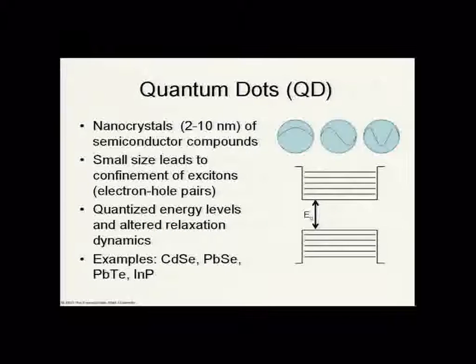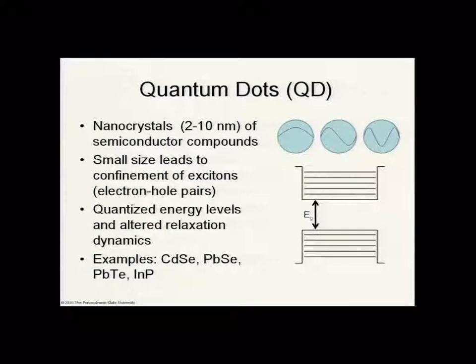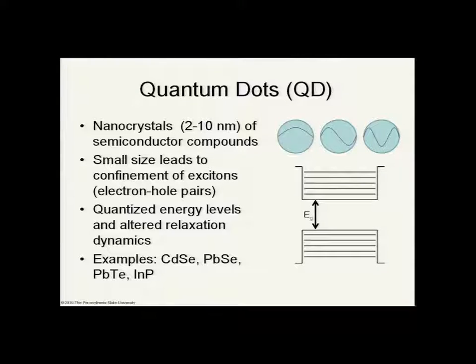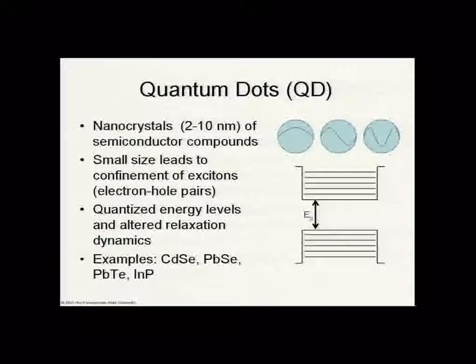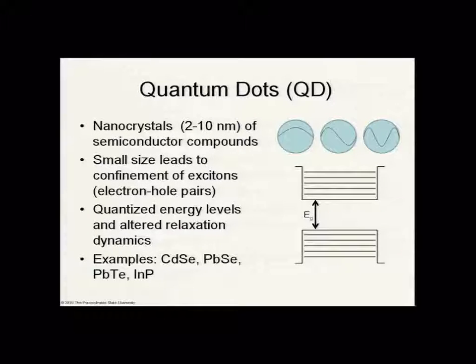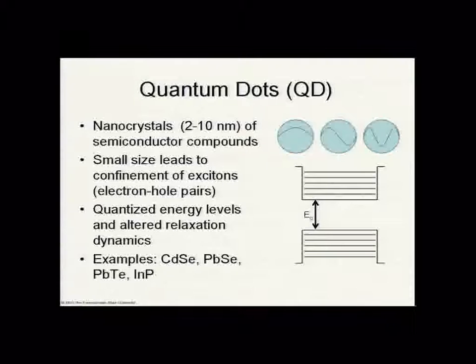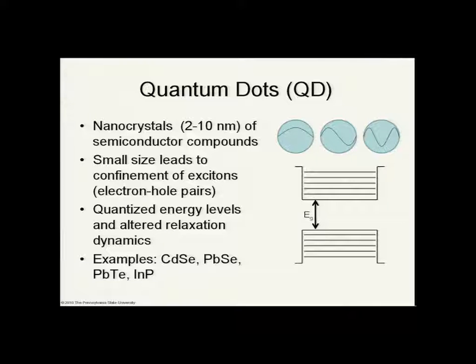So, quantum dots can be thought of as nanocrystals from, let's say, 2 to 10 nanometers of semiconductor compounds. The small size leads to confinement of excitons, or electron-hole pairs, and quantized energy levels and altered relaxation dynamics occur. Examples are cadmium selenide, lead selenide, lead telluride, and indium phosphide.